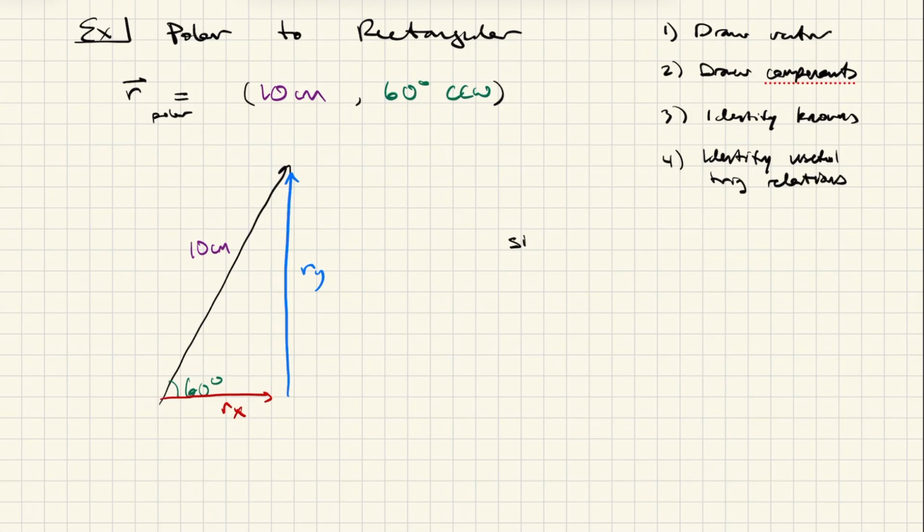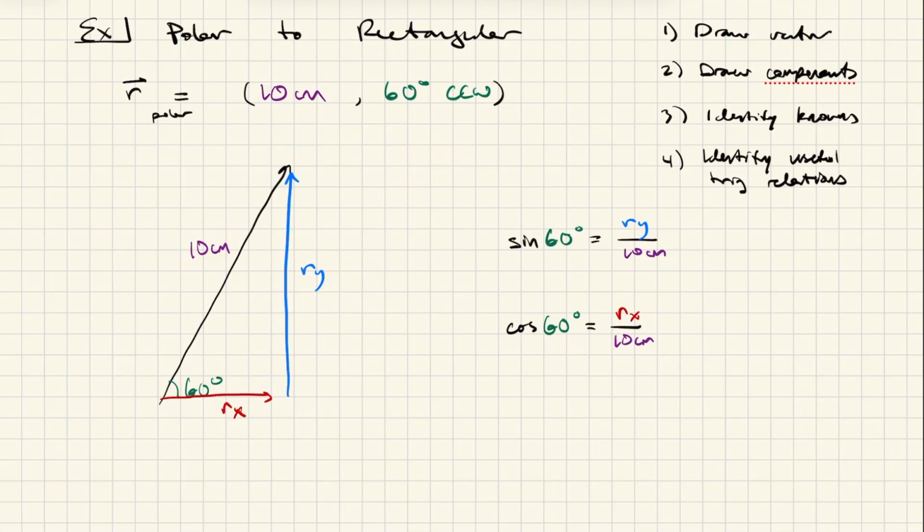So I can do sine of 60 degrees, which gives me the relationship between the opposite side to the 60 degrees. The opposite side to this angle that I've labeled here is going to be Ry, and the hypotenuse is 10 centimeters. And the other relationship I can use here is the cosine relationship, which relates the adjacent side to the hypotenuse. The adjacent side to this green angle is going to be the x component, Rx, and the hypotenuse is still 10 centimeters.